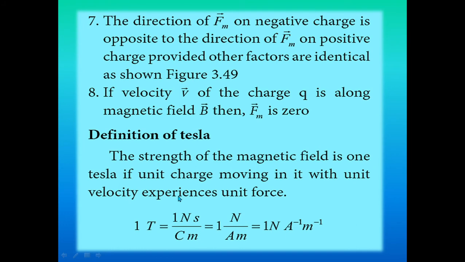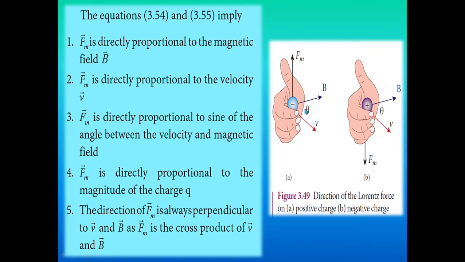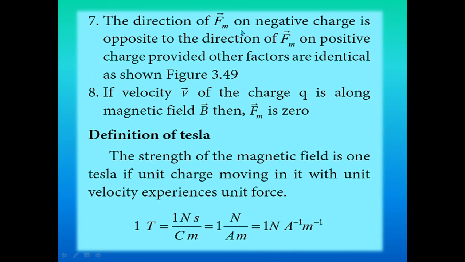Then the direction of force on negative charges: if a negative charge is moving in the electric and magnetic field, the force on the negative charge is opposite to the direction of Fm vector on a positive charge, provided other factors are identical. The last point is if the velocity V vector of the charge Q is along the magnetic field B vector, then Fm vector is 0.